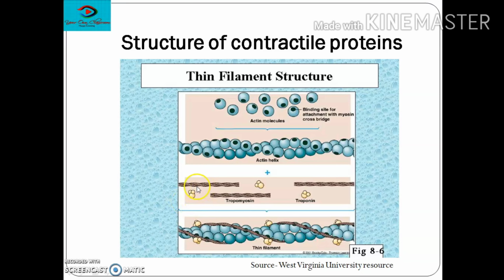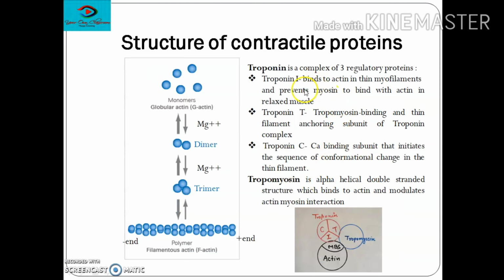And then there is the third protein called troponin. This is a trimeric protein with three subunits: I, T, and C. Troponin I binds to the actin in the thin myofilament and prevents myosin from binding with actin in the relaxed muscle. See, I have taken a single molecule of actin with a myosin binding site here, and this site is concealed by tropomyosin as well as troponin, but a particular subunit of troponin is preventing the myosin binding site from binding with the actin, that is troponin I.